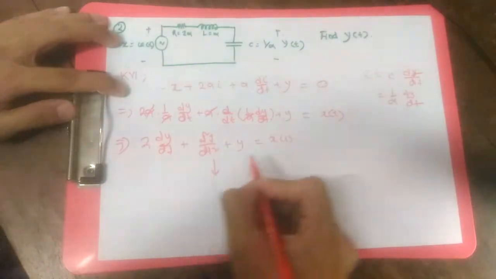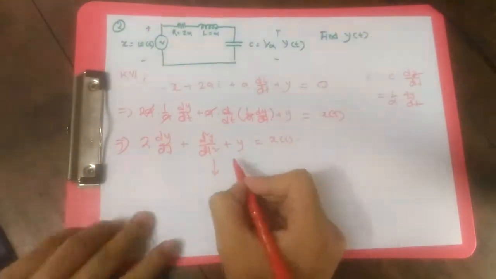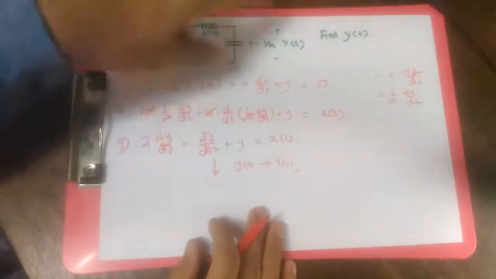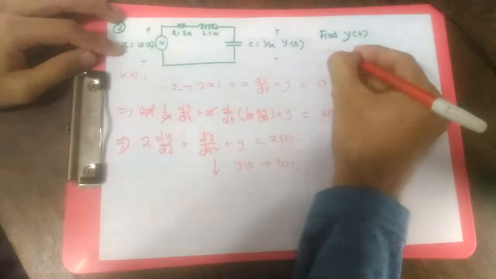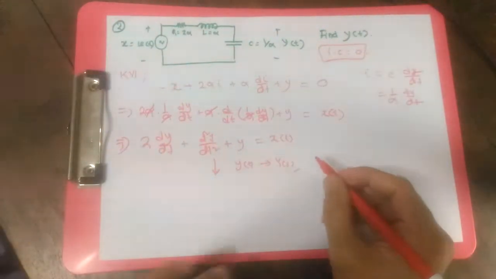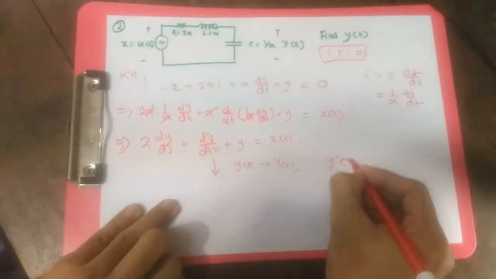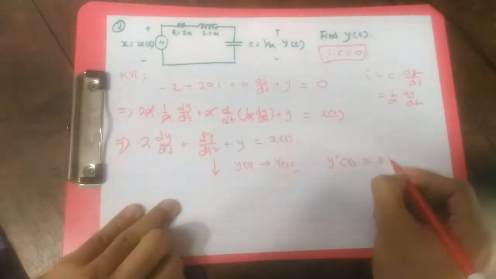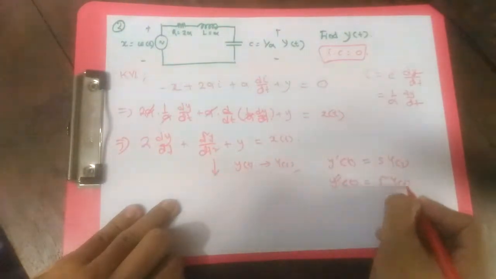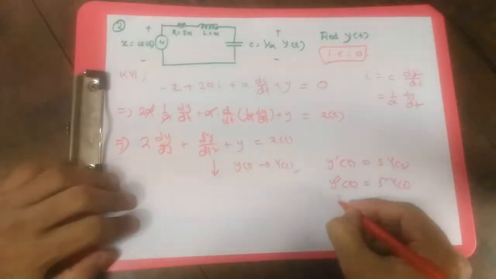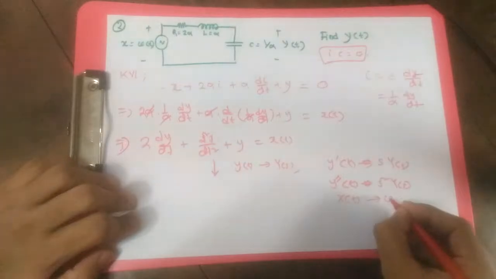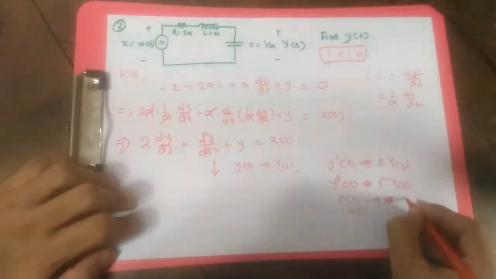Then again we need to apply the Laplace transformation, where y of t becomes Y of s. In the circuit it is given that all initial conditions are 0. If all initial conditions are 0, then the Laplace transformation of y dash of t, the first order derivative, is s Y of s, and the second order derivative is s square Y of s. And what's the Laplace transformation of x of t? X of t is simply u of t, so its Laplace transformation is 1 by s.